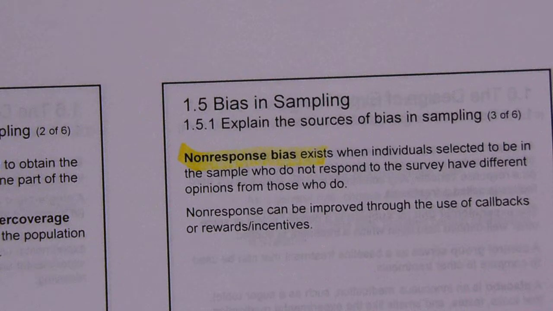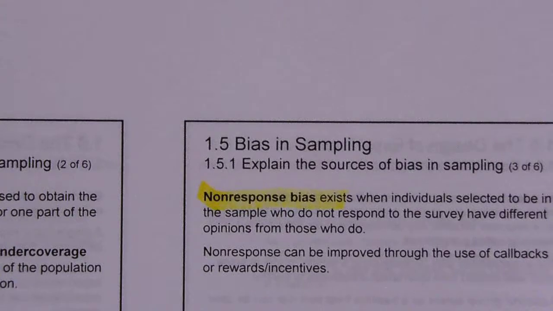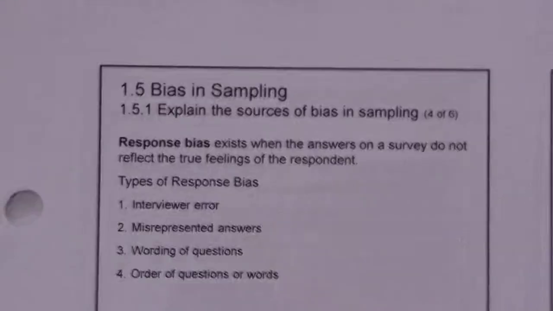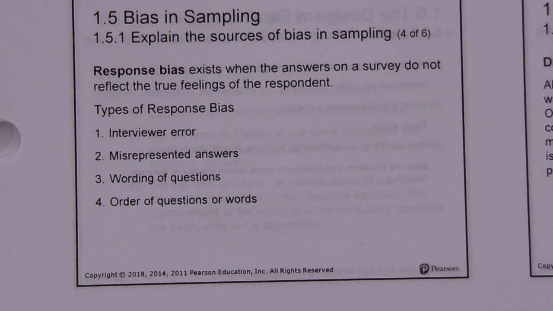So the problem with the voluntary response surveys is that not everybody will respond, and the ones that do are the ones that have a really strong opinion. Okay, so that would be a non-response bias. Okay, then there's also bias in people who respond.